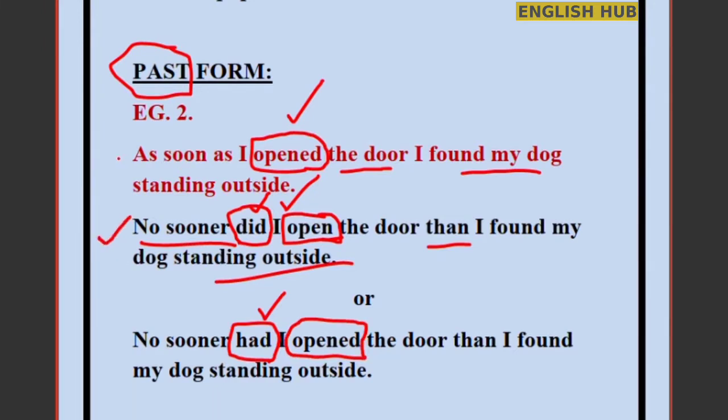As soon as the sentence is in past form, you can either use the helping verb did or you can use the helping verb had after no sooner. But you have to remember that if you use did, then the verb form needs to be the first form. And in case you use the word had as the helping verb, you need to use the third form of the verb. Do you remember the present form, the past form, and the participle form? The participle form is the third form. So in this case, over here, you need to use the third form, which is opened.